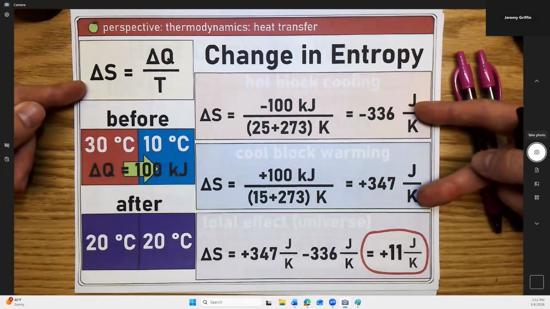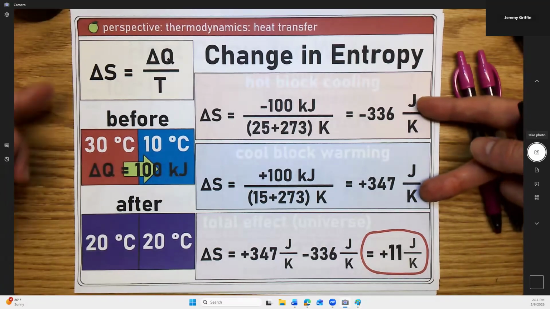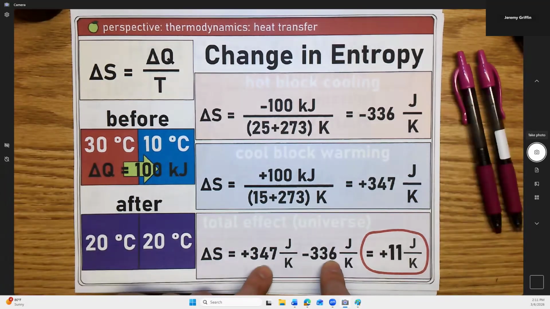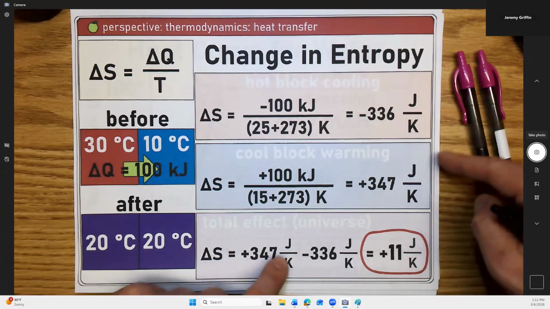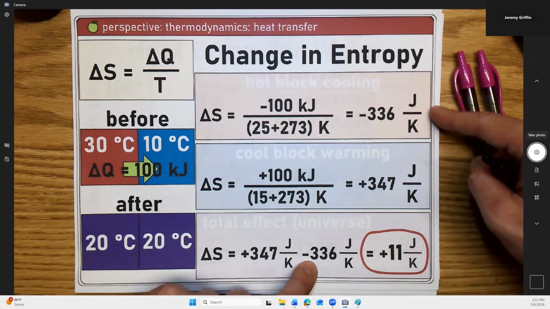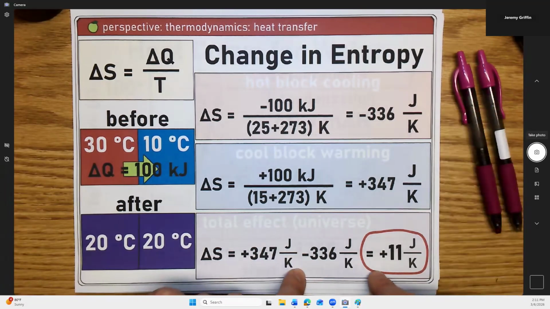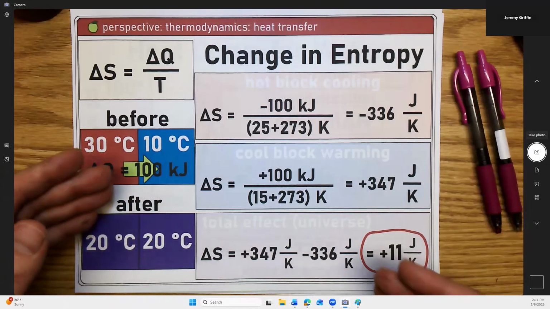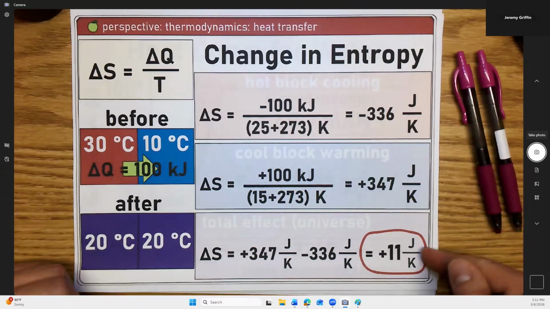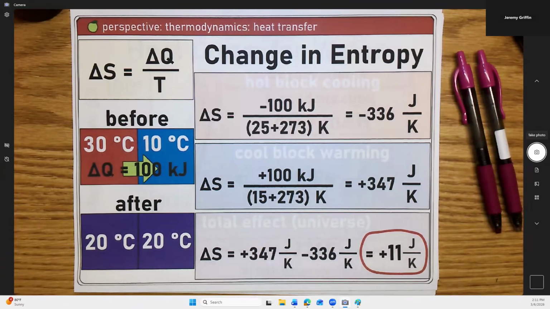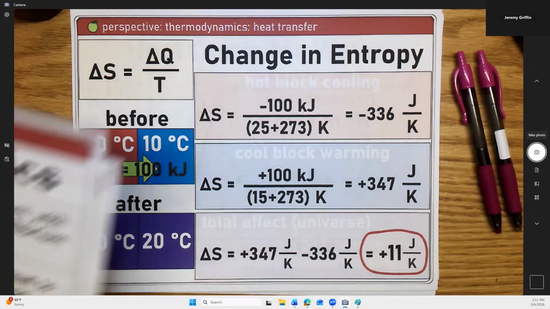Now, if you look at the end results for each individual block and you add those together, which I did right down here, the plus 347 for the cool block warming up and the minus 336 joules per Kelvin for the hot block cooling down, there is a non-zero difference. You guys see a positive difference from that? In fact, I could make these numbers whatever I want, and because of how fractions work, this difference will always be positive. Always be positive. And that actually is the second law of thermo.